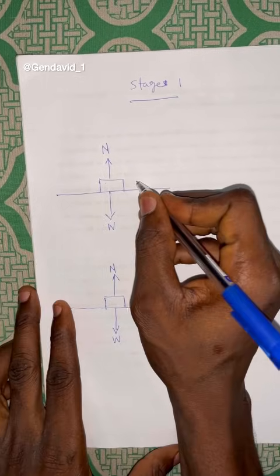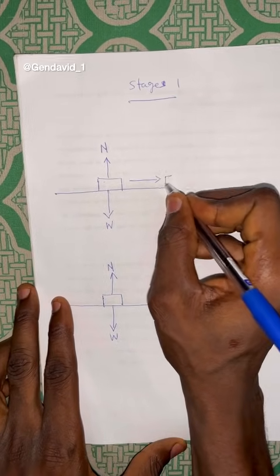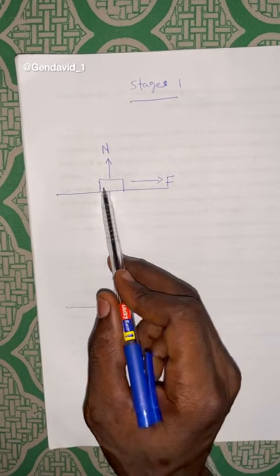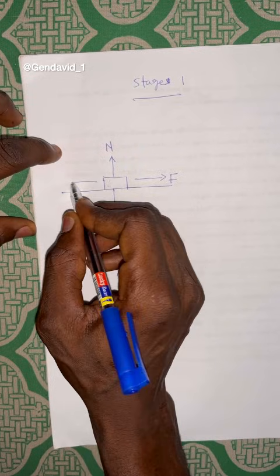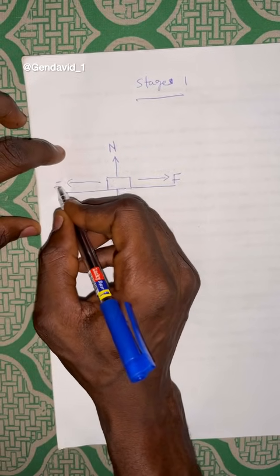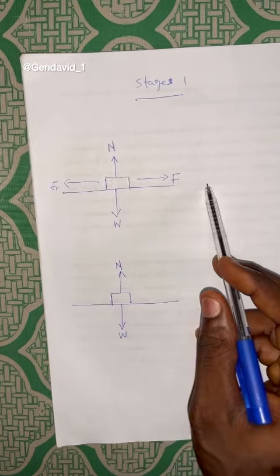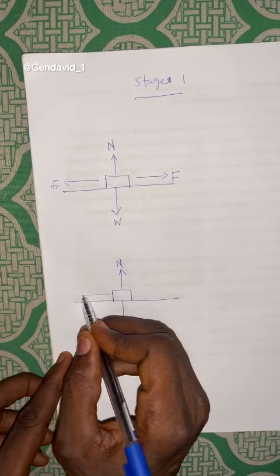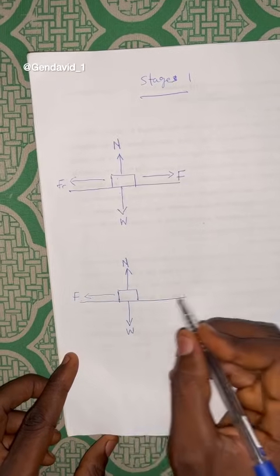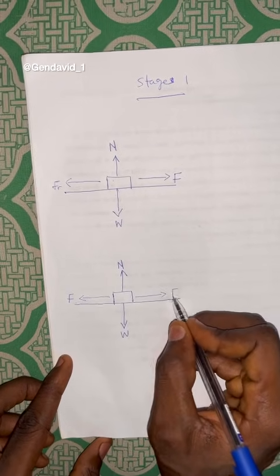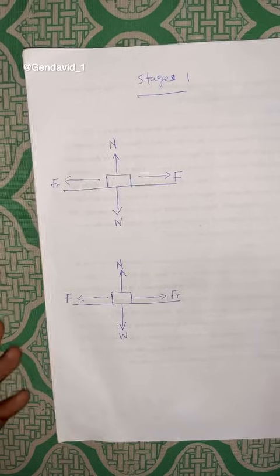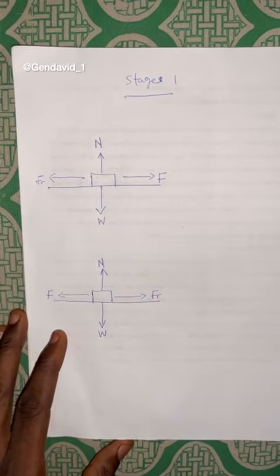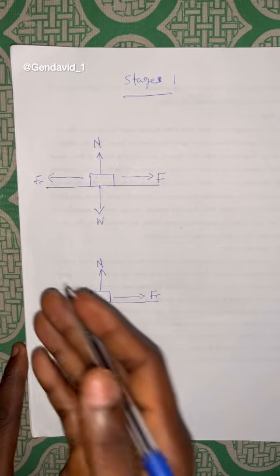Let's say they apply a force towards this direction. Once the applied force is going towards this direction, the frictional force will come towards this direction. Now, if the applied force comes the other way, then it's obvious that the frictional force will come towards this direction. That is 2. So I want to look at the two cases now. This means the applied force is going towards this direction.